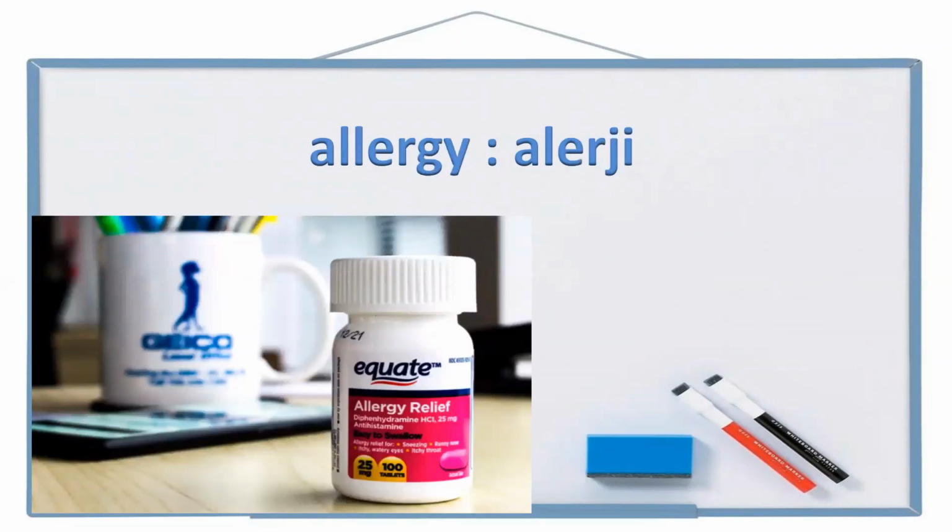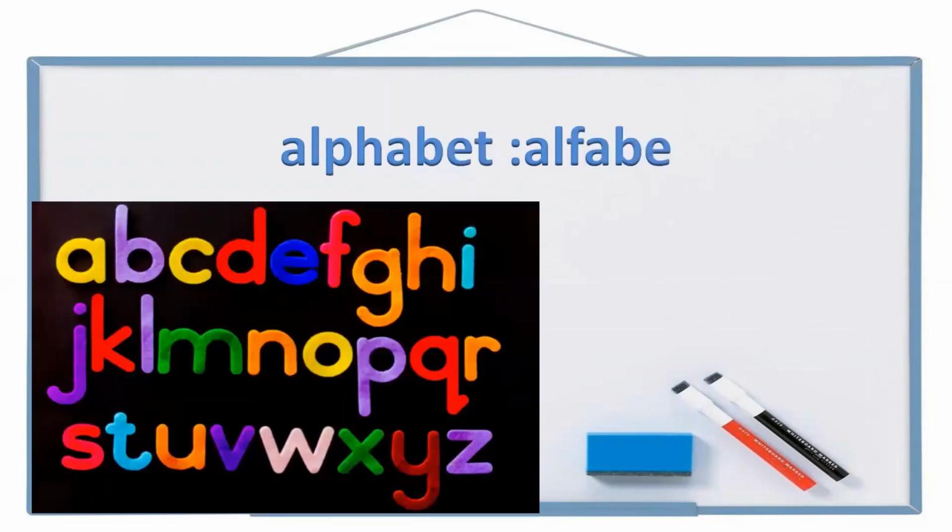Allergy is alerji. Again, G becomes J, and it is alerji. One last time, alerji. Let's continue. Alphabet is alfabe. The T disappears, the last letter, and it becomes alfabe. One last time, alfabe. English alphabet, İngilizce alfabesi.